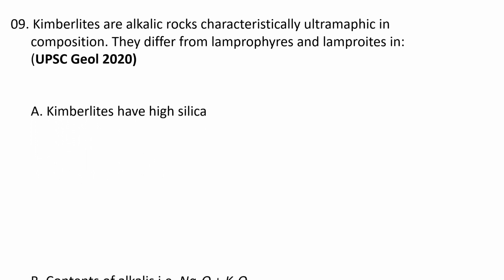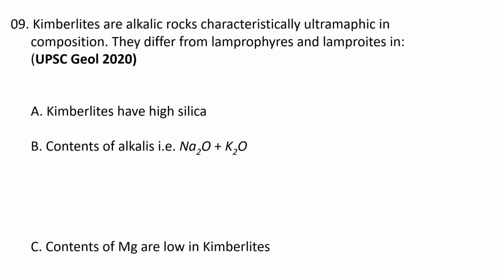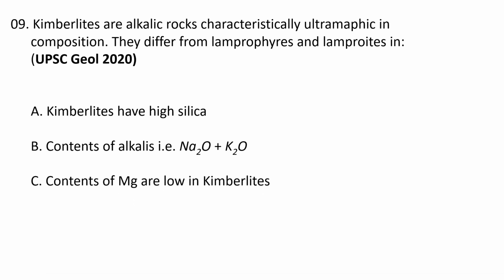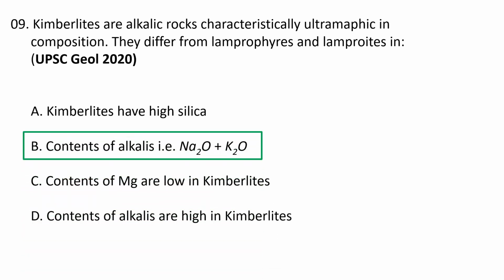Kimberlites have high silica. B. Contents of alkalis, that means sodium oxide plus potassium oxide. C. Contents of magnesium are low in kimberlites. And D. Contents of alkalis are high in kimberlite. So the correct answer is B. Contents of alkalis, that is sodium oxide and potassium oxide. So this composition of kimberlites will differ from the lamproids and lamprophyres.